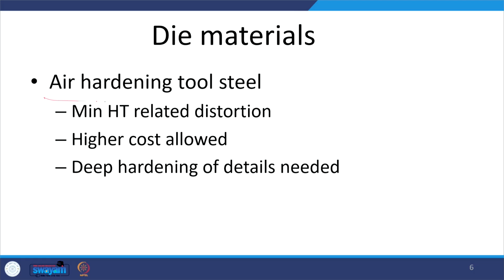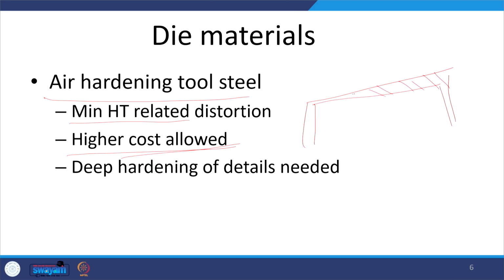Then air hardening tool steels offer the minimum heat treatment related distortions because of the further higher alloying contents and the lower critical cooling rates. Even air hardening allows realizing the desired higher hardness for wear resistance and resistance to external stresses. So, these are used when the higher cost is allowed and the surfaces of the die or the punch need to be hardened to a greater depth.